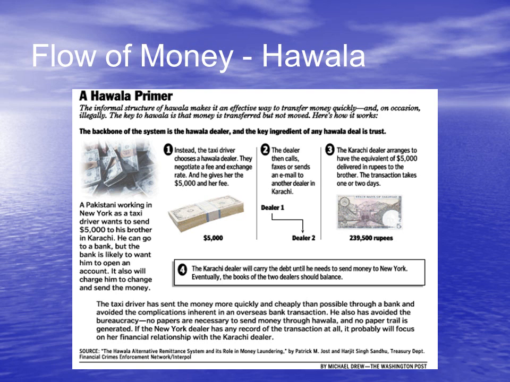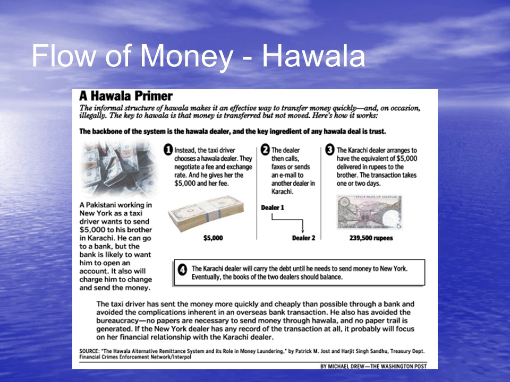So let me give you an example here. A Pakistani working, this comes right off the slide, a Pakistani working in New York as a taxi driver wants to send $5,000 to his brother in Karachi. He can go to a bank, but the bank is going to want him to open an account, also charge him a pretty good fee to send the money. He'll have to fill out some paperwork depending on how much cash he's providing. That would go to the Internal Revenue Service and also to FinCEN.